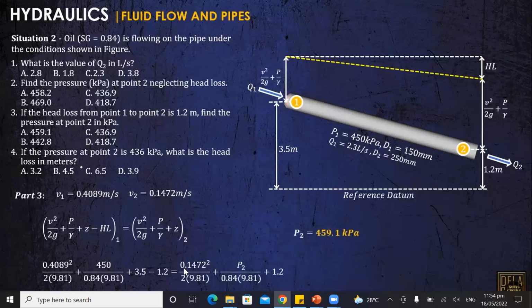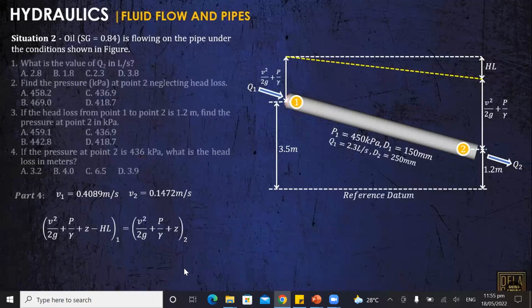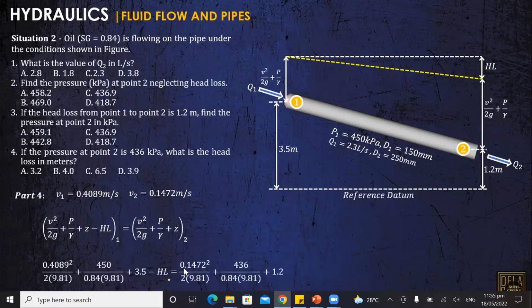Alright? Now, for number 4, baliktad dito. If the pressure at point 2 is 436, so binigay yung pressure here, what is the head loss in meters? So, baliktad. Head loss naman yung hahanapin natin. Okay. I think you can just follow that one na. No? Alright. So, substitute. HL is unknown. We have the P2 here. Then, solve natin si HL. That is 4.